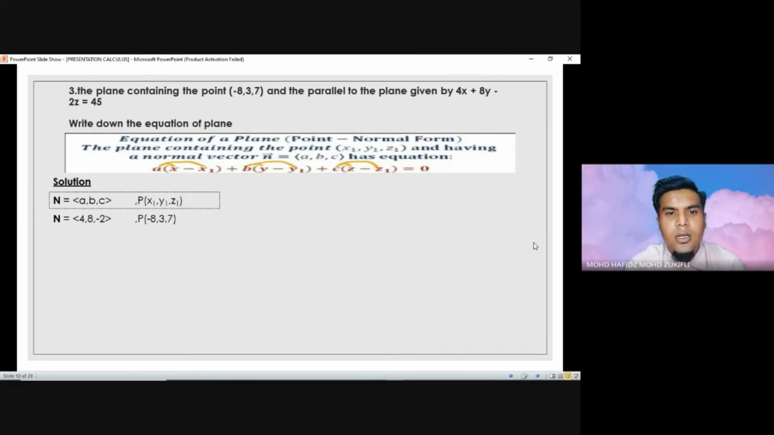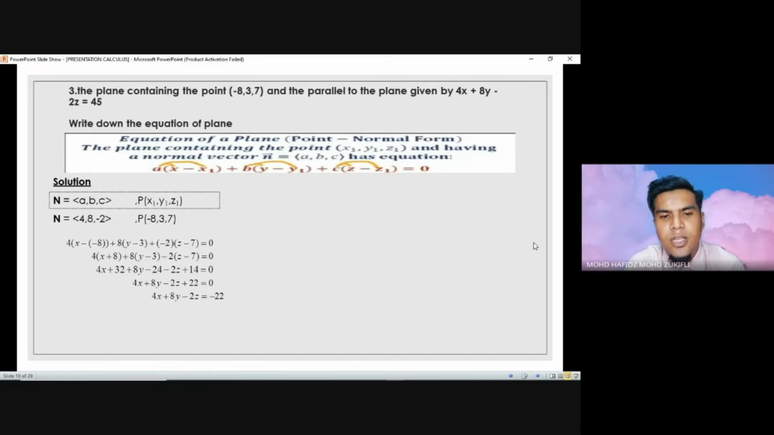So n is a normal vector and p is a point. So 4 is A, 8 is B, negative 2 is C. For negative 8 is x1, 3 is y1 and 7 is z1. So we substitute into this formula and we must solve this equation and we will get 4x plus 8y minus 2z equal to negative 22. So this is the answer.